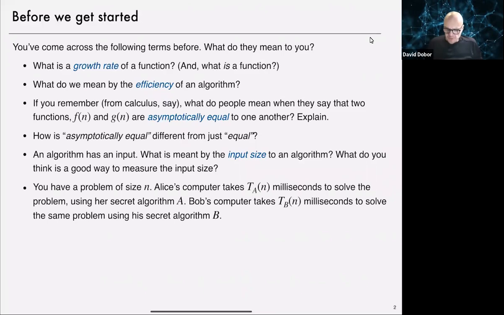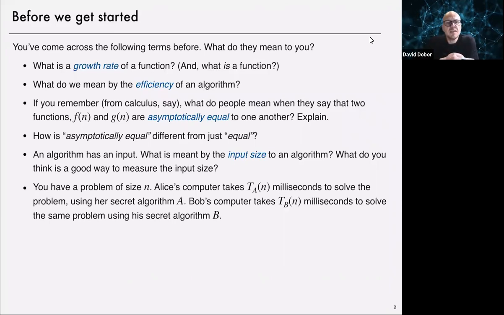Now, let me ask you a question, and I'll let you think about this. You have Alice with her computer, and here's a function T of n. They have a problem of size n. You can think of an array of size n that you're sorting. Alice's computer takes T sub A of n time to sort it, with a subscript A because that's Alice's computer, to solve a problem of size n. Let's call her computer's algorithm A also. So that's Alice's solution.